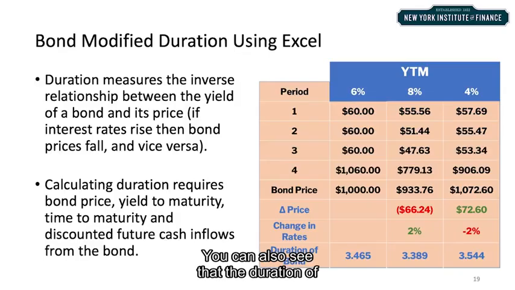You can also see that the duration of the bond changes as the yield to maturity changes. When the yield to maturity goes up, the duration of the bond goes down, and when the yield to maturity goes down, the duration of the bond goes up. This is the effect of the convexity that we discussed earlier.